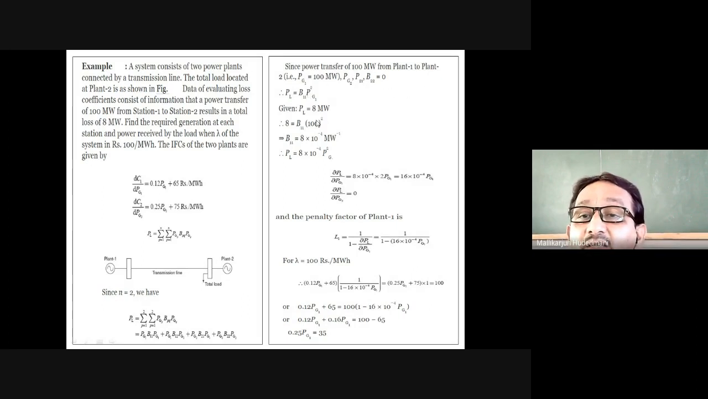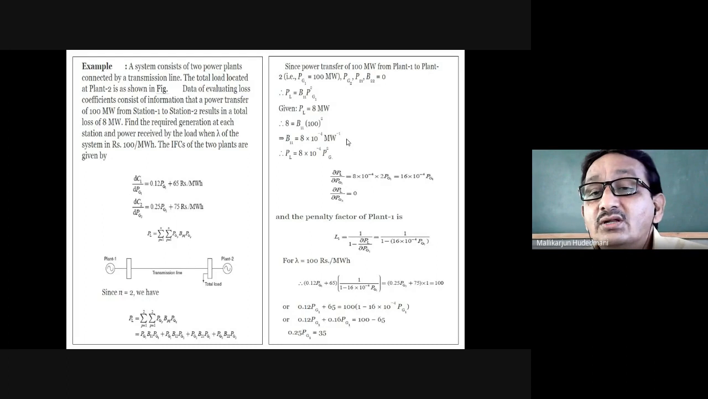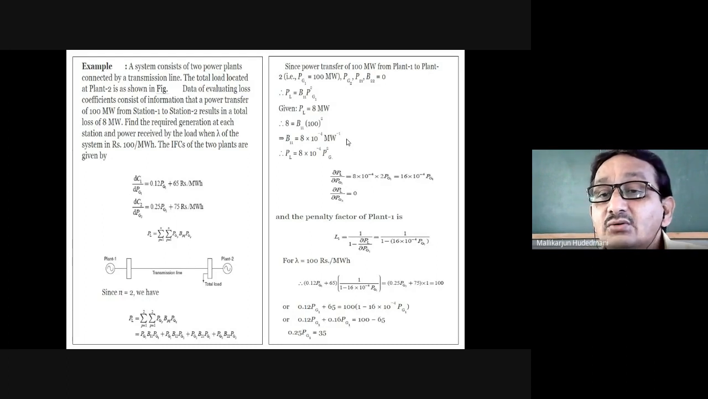Okay. Then a loss of 8 megawatt is incurred. Therefore, PL is 8. 8 equals B11 PG1 square. So with this, I'll get B11 equal to 8 into 10 to the power minus 4 per megawatt. B11 I can get from this. Then I can write PL from the equation: PL is 8 into 10 to the power minus 4 PG1 square. That's what I can write.